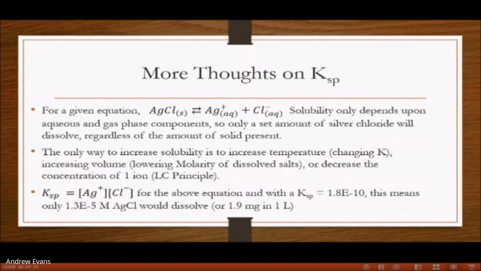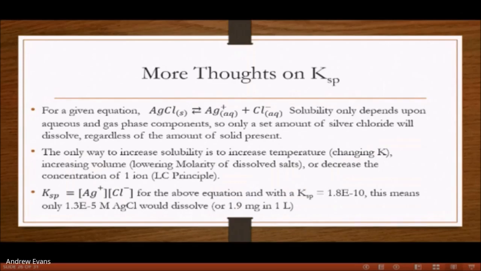While changing the volume does not change the K, if I add more water, it lowers the molarity. If I lower the molarity of all things involved, then we've essentially Le Chatelier'd decreased the products. When you decrease the products, Le Chatelier says we shift to form more products. So adding more water just lowers the concentration, so we have to shift over to get the concentration back.